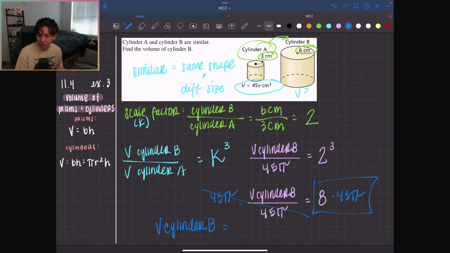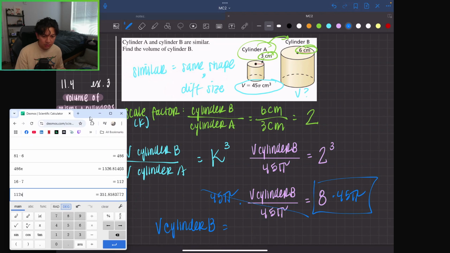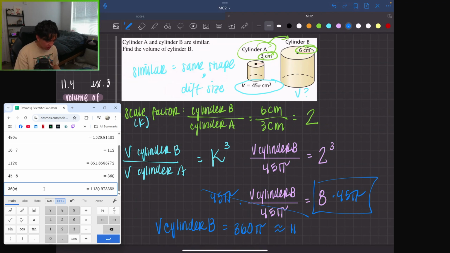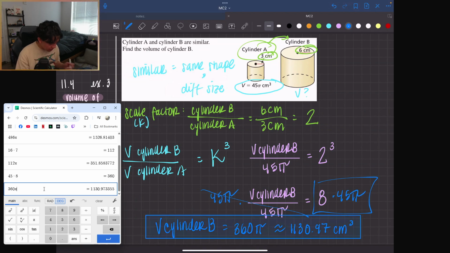Let's go ahead and pop this into a calculator. 45 times 8 is going to give us 360. So 360 pi would be the solution here, which approximates to 1130.97. What is the measurement here? Centimeters cubed. So the main thing that you want to know is to find the scale factor and then set up a proportion so that you can find out what the volume is of another 3D shape.